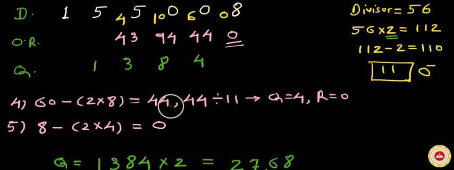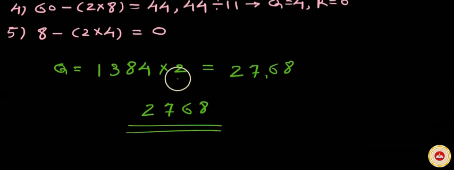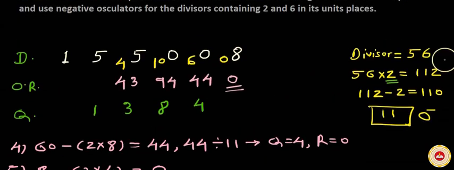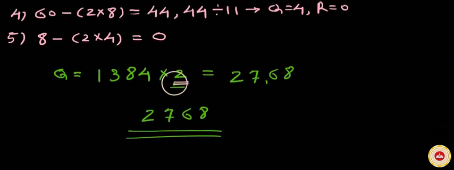Pause video and write these steps, and write this also. This is important point. Multiplying quotient by same multiple which we have used to multiply original divisor to calculate negative osculator. This step is very important. Okay, don't get confused and never forget it.